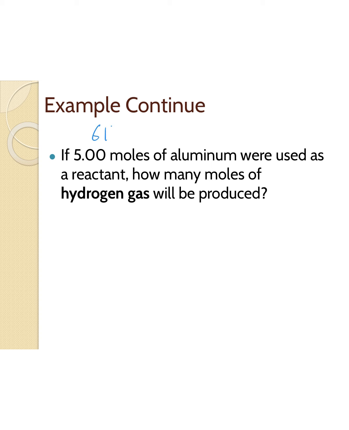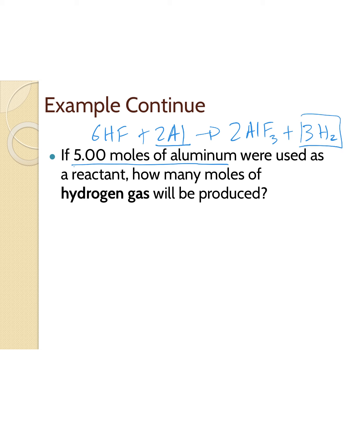So it'll be 6HF from my memory plus 2Al comes out to be 2 aluminum fluoride plus 3 hydrogen gas. Okay. So from that, let's do this question. If I have 5 mole of aluminum, so I'm starting out here, how many mole of hydrogen gas do I have? And I'm going to finish there.